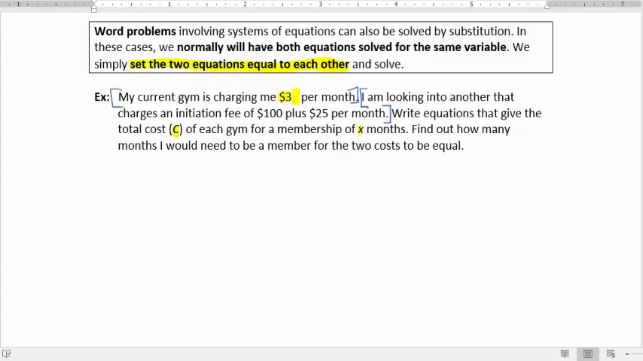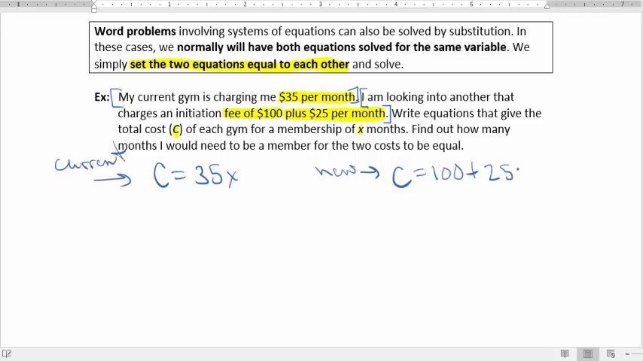So the current gym is just $35 per month. There's no flat fee because you're already a member there. And the new gym is going to be a fee of $100 plus $25 per month. These equations should be pretty straightforward to see, right? The first one, the current gym, is C equals 35x, because x months times $35 will give you the total cost. And then the new gym is going to be C equals $100 plus $25x.